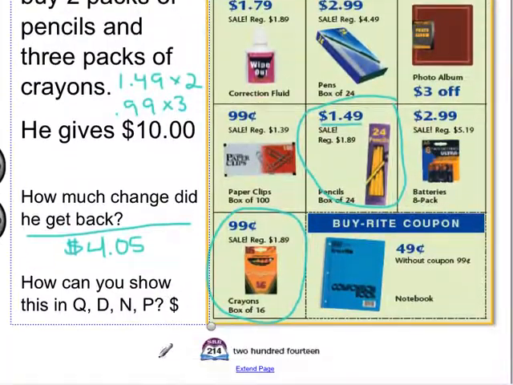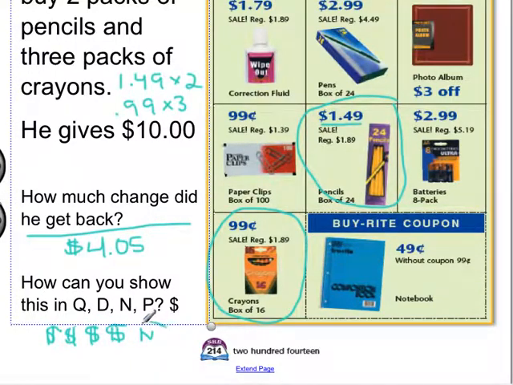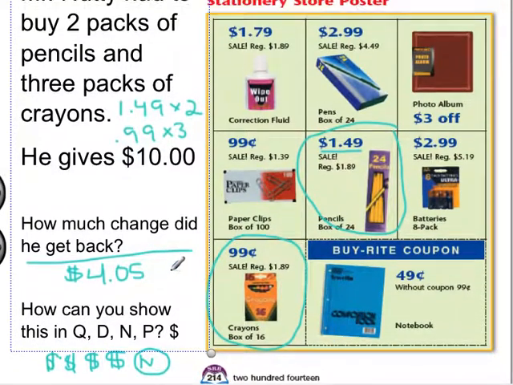So how can you show this in quarters, dimes, nickels, pennies, and dollars? Well, if you had to, since it would be $4.05, you could do $1, $2, $3, $4, and 5 cents. Or if you wanted to, you could go on with quarters. You'd have to do 16 quarters, right? Because there's 4 quarters to $1, and then nickels or pennies. So multi-step problems, a lot of fun.